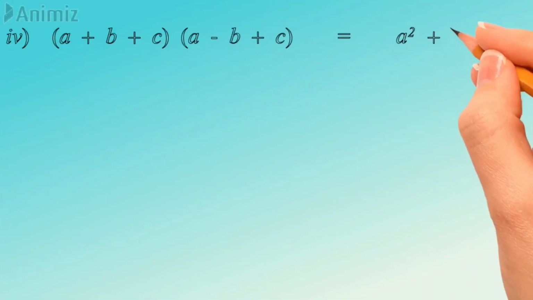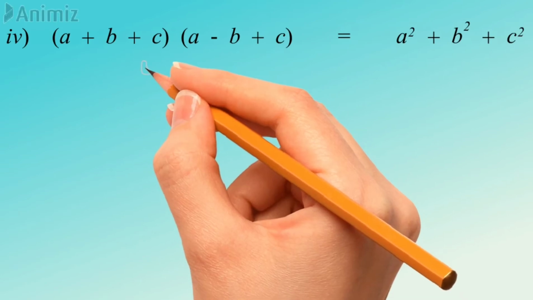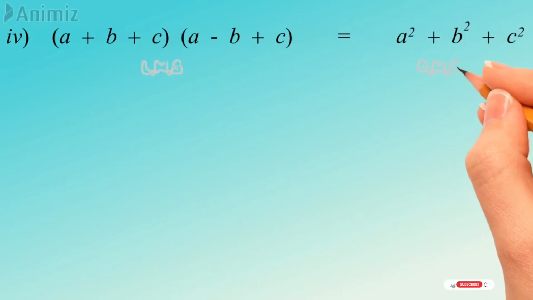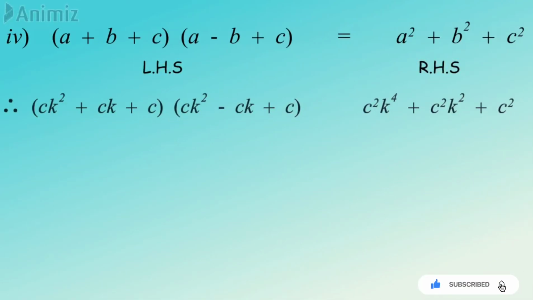Students, let's solve one more term. Now, on the fourth one, when you just look on the left hand side, I have taken two brackets. But right hand side, I have taken only a square plus b square plus c square. But you have to solve same way. Instead of a, put ck square. Instead of b, put ck.